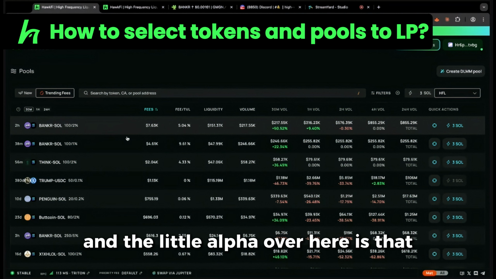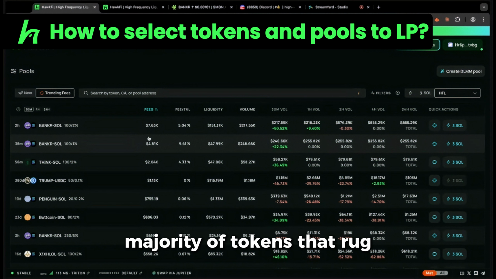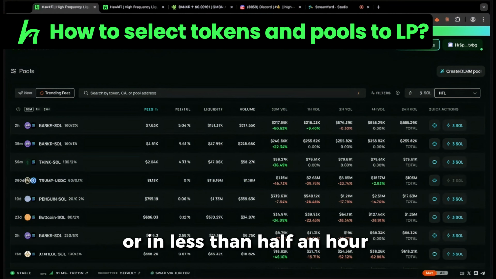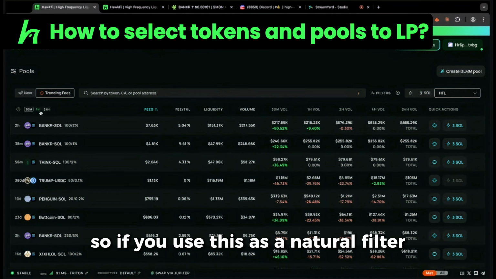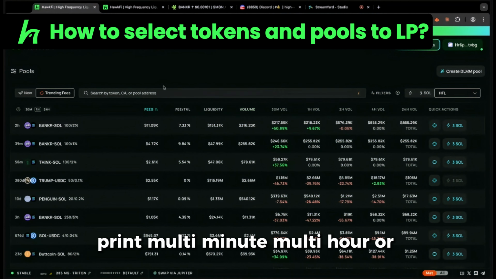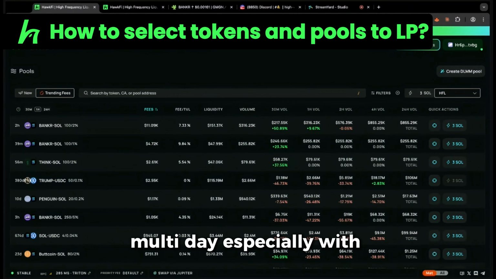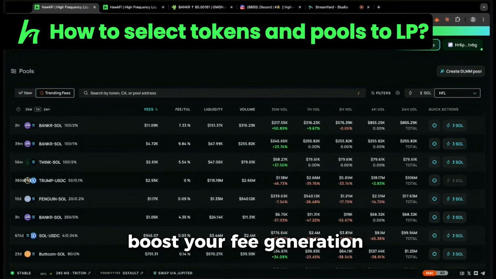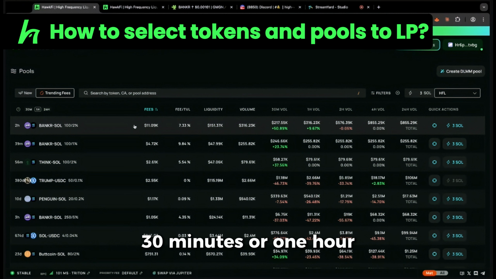And the little alpha over here is that the majority of tokens that rug would rug within the first few minutes, or in less than half an hour or less than 1 hour. So if you use this as a natural filter and you have the intention to print multi-minute, multi-hour, or multi-day, especially with HawkFi's high-frequency liquidity strategies that boost your fee generation, it's okay to enter into pools that have launched for more than 30 minutes or 1 hour.